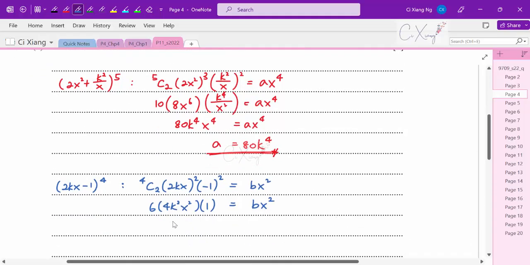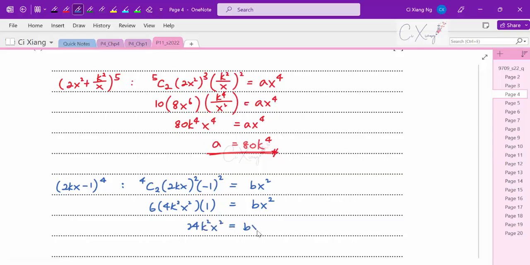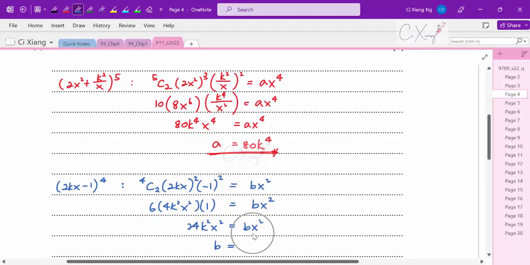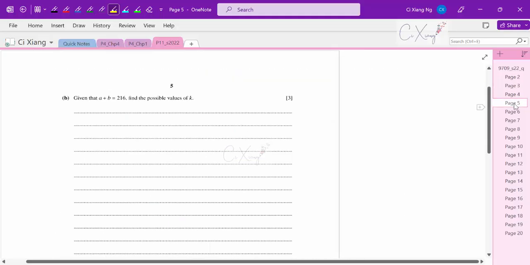Okay, so if I further simplify, I will have actually 24k²x², and it is equals to bx². So very obvious also, b here, compare the coefficient with the coefficient. Right, so compare the coefficient with the coefficient, you can see that b is actually 24k². Right, so this is the answer for A and also the answer for B. Alright, okay, then we can proceed to the next part, part number B for this question.